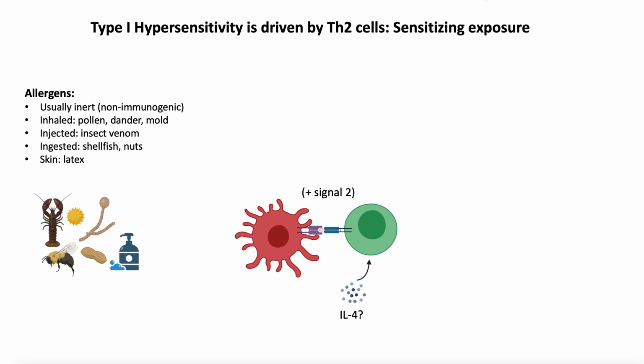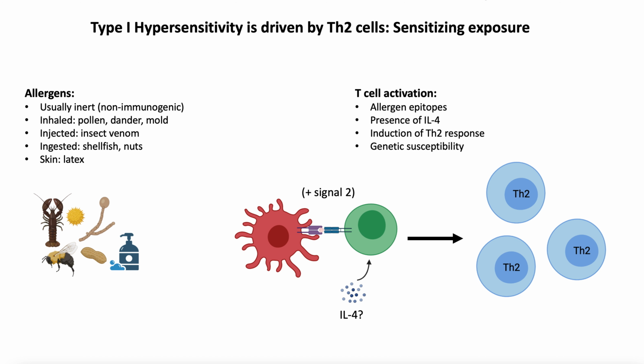When these allergens enter into your body under certain conditions, you can generate immune responses. Here we have an activated dendritic cell presenting allergen peptides to this T cell. And if this happens in the presence of IL-4, this T cell can become activated to become a Th2 cell. And these Th2 cells then are the drivers of the allergic response. And so this all occurs during that first sensitizing exposure to an allergen.